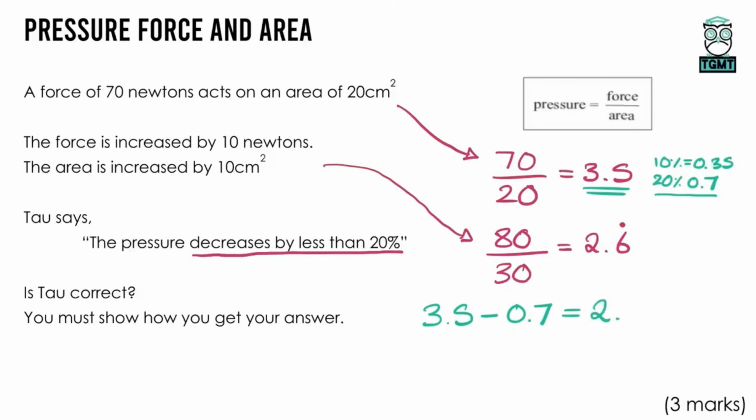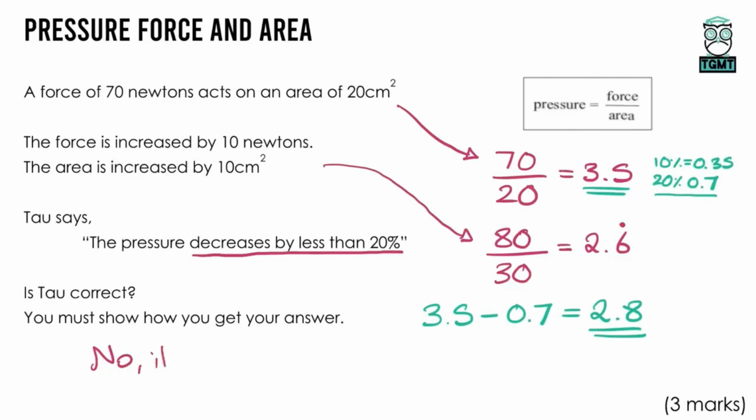So clearly they are different right now. So the pressure decreases by less than 20%. Well, if we decrease it by 20%, it goes down to 2.8. This has gone down to less than 2.8. It's gone all the way down to 2.6 recurring. So actually, no. Tau's wrong, it decreases by more than 20%. So is Tau correct? No.